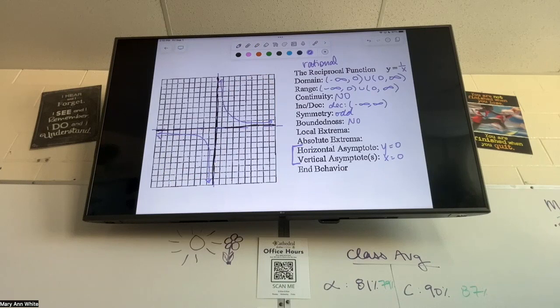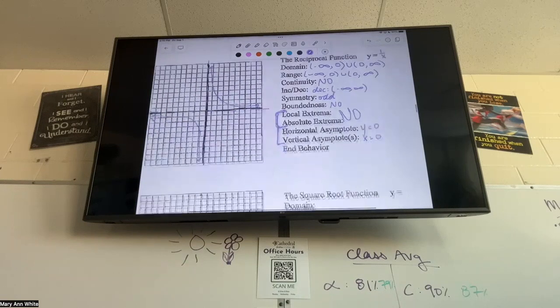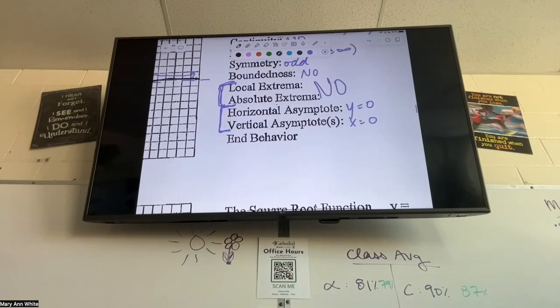What about any extrema? Are there any maxes or mins here? Nope, not one. So for both of those, we can say no. And then we already did our horizontal and vertical asymptotes. And then let's do our end behavior. As x approaches -infinity, y approaches blank. And as x approaches positive infinity, y approaches blank.